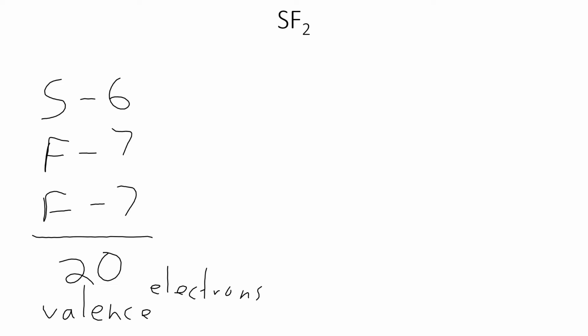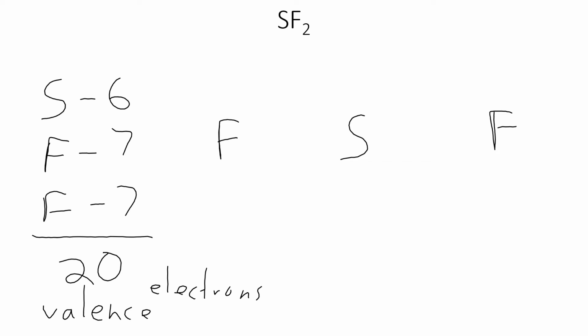Next step is to determine the central atom. Usually it's the first one listed in the formula. So we're looking at sulfur. Fluorine would be the outer atoms, so we'd have two fluorines. Remember, it doesn't matter. I could put them left, right, top, bottom, top and left, top and right, bottom, left. Doesn't matter as long as it's clear what the central atom is and what the outer atoms are.